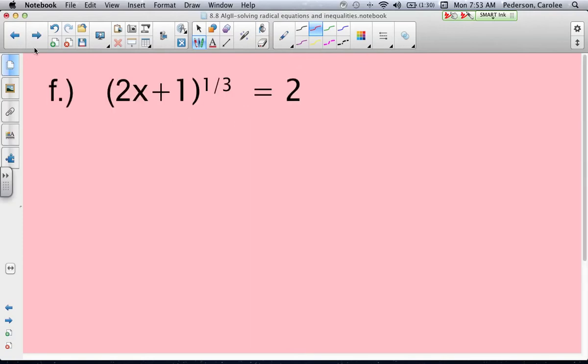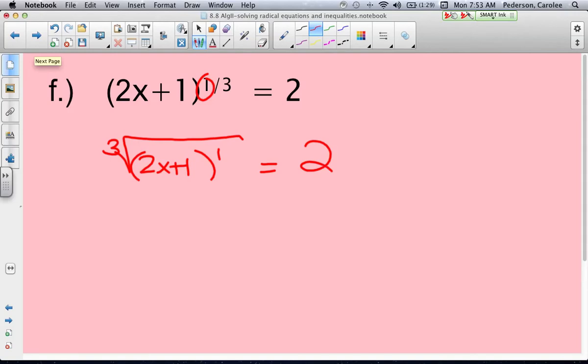Last example. This looks a little different than the other ones. When you have something raised to the 1/3 power, remember that can be rewritten as a radical, where the 2x plus 1 is your radicand raised to the 1 power, and then my index is 3, equals 2, which just stays on the right. So we want to remove that cube root.